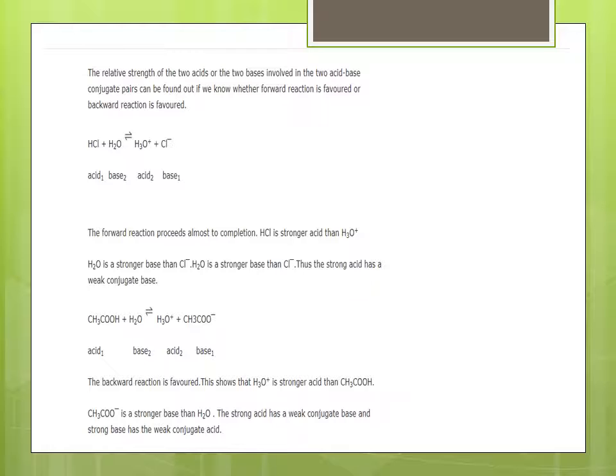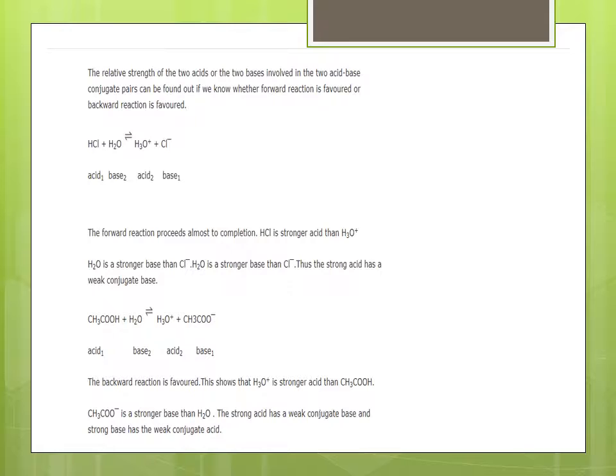This HCl, when it reacts with water, gives H3O+ and Cl-. Let's take HCl as acid 1, H2O as base 2, H3O+ as acid 2, and Cl- as base 1. The forward reaction proceeds almost to completion. HCl is a stronger acid than H3O+. H2O is a stronger base than Cl-. Thus, the stronger acid has a weak conjugate base.